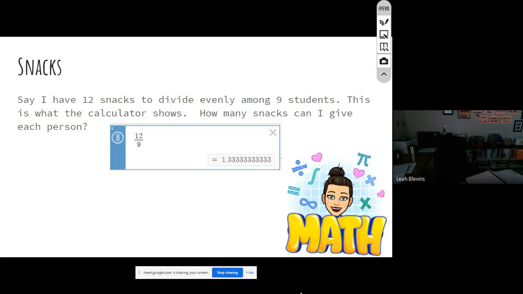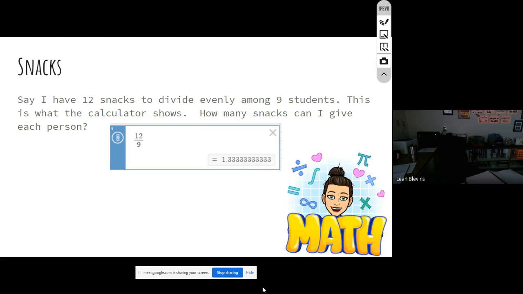Now this is one you might care about. Snacks. Let's say I have 12 snacks. I want to divide them evenly among 9 students. This is what the calculator shows. How many snacks can I give each person? Clearly, everybody's going to get one whole snack, but what does 0.3 repeating mean?